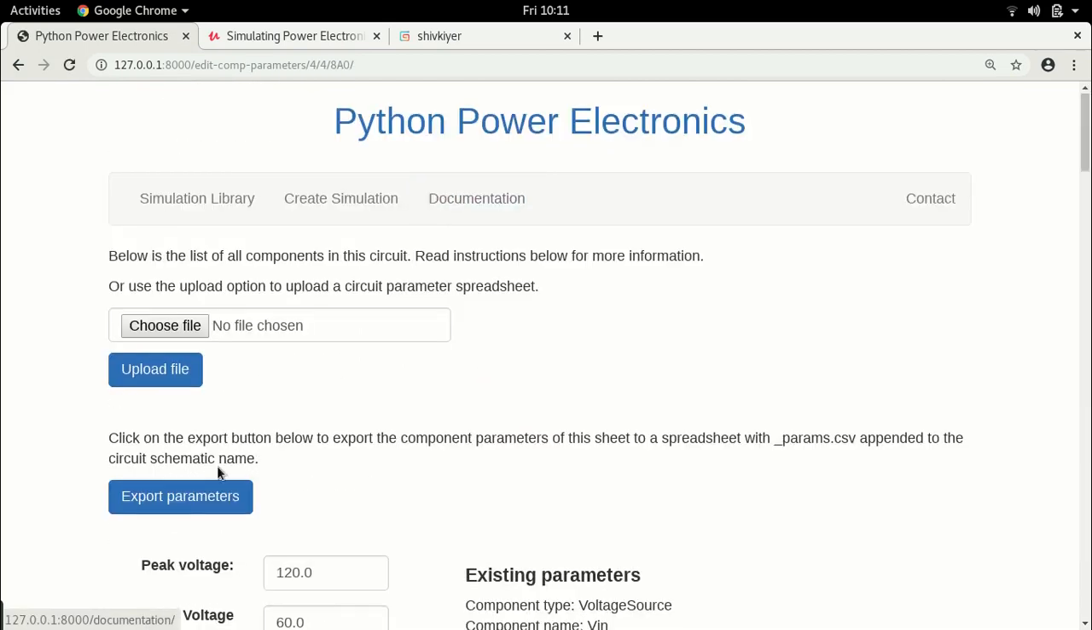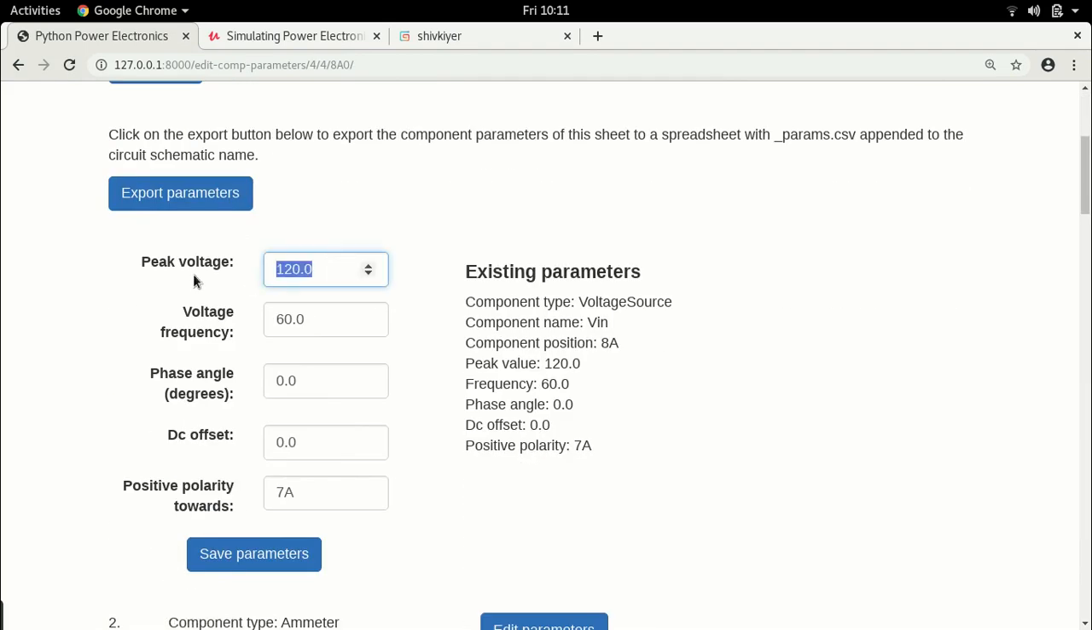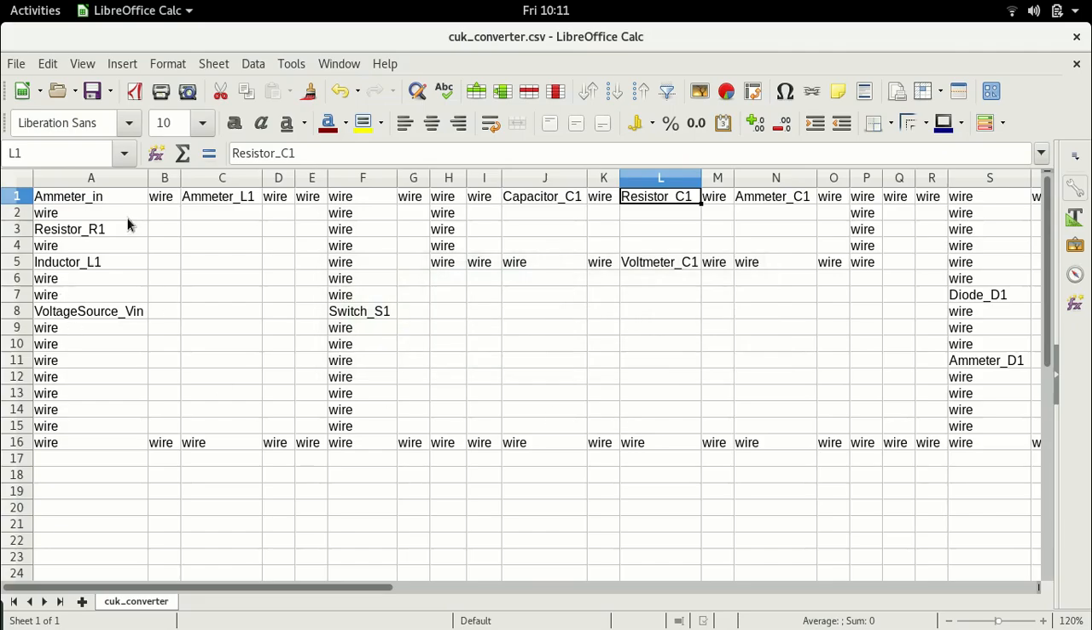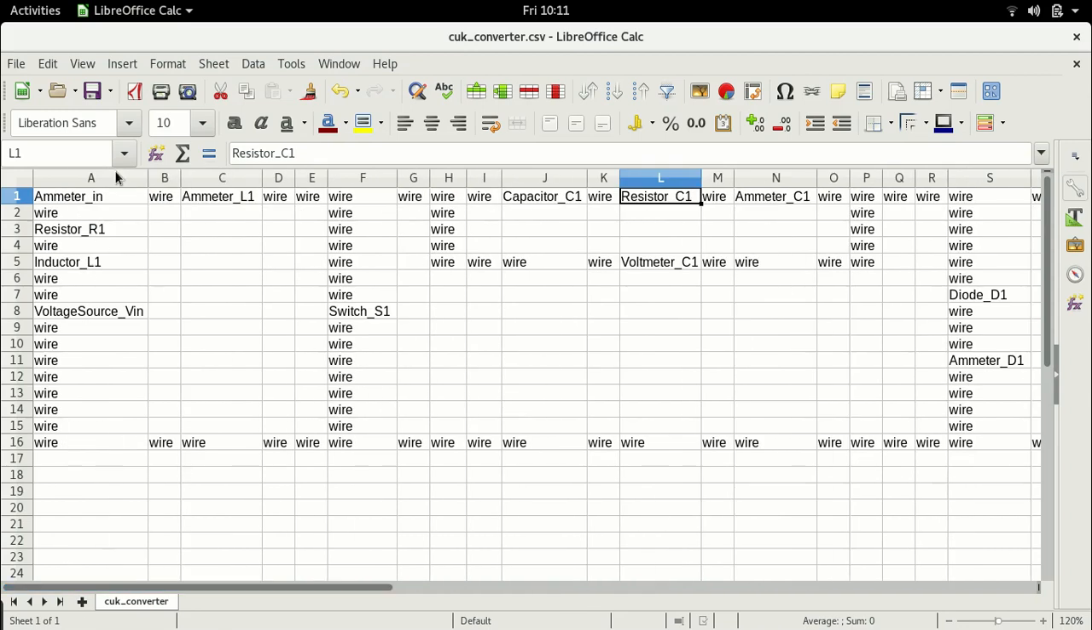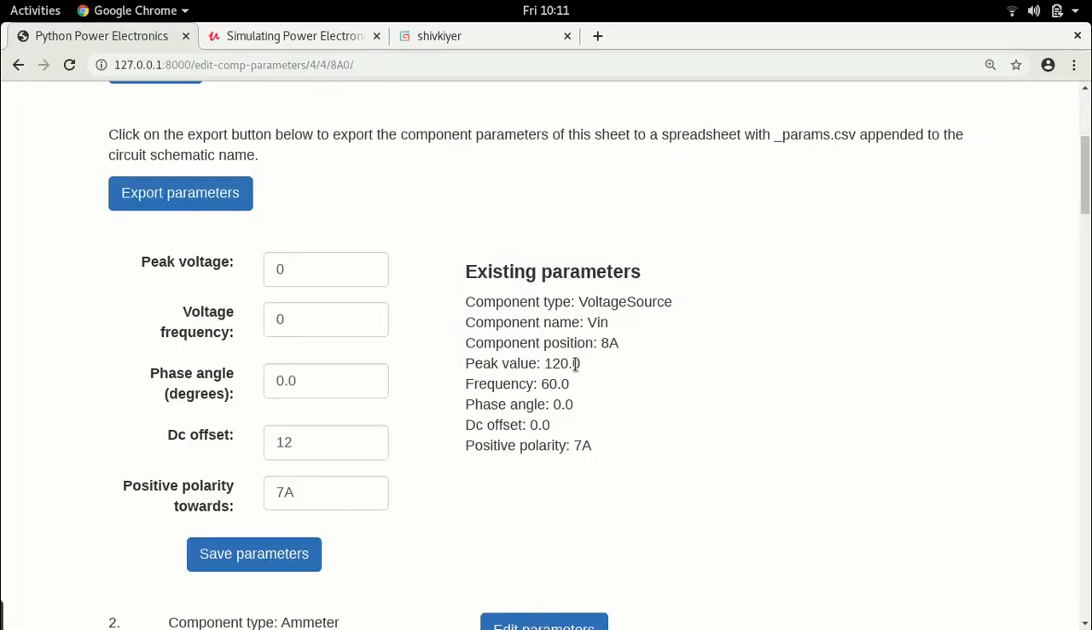The voltage source is usually an AC voltage source, and that will have to change. So we make this amplitude 0, frequency is 0, the DC offset is 12 volts, and the polarity. The polarity, we would like this to be upwards. So the positive polarity is upwards because the Cuk converter will produce a negative voltage. So the output voltage's positive polarity will be downwards. So let's make this upwards, and it already is upwards. The component position is at 8A and the positive polarity is 7A. So this is already done. So we just have to save it.